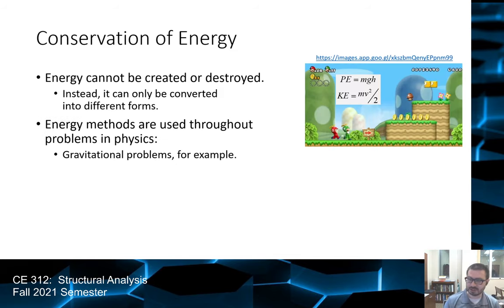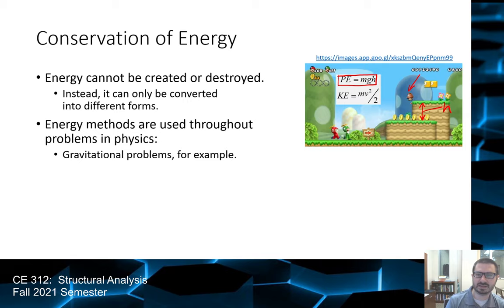So here's a screenshot from the New Super Mario Brothers video game. Here we've got this Goomba right here. The Goomba has some mass M, and the Goomba is sitting here on this little perch, and let's say this perch has some height H, okay? So while the Goomba is sitting on top of the perch, the Goomba has a stored gravitational potential energy of mgh, the Goomba's mass times the gravity times its height.